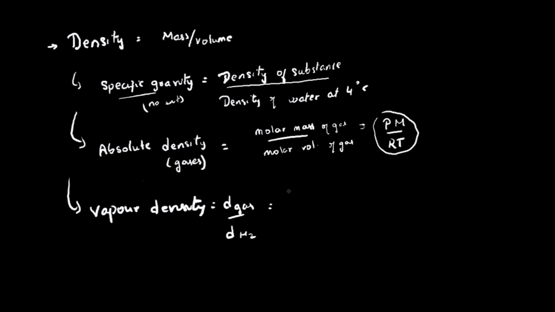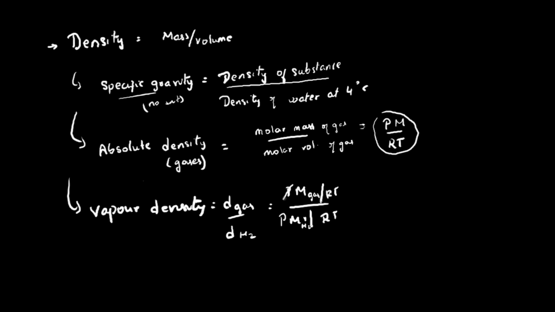So will this have a unit? No, right? This will also not have a unit because this is density by density. One density you are comparing with other density. So it's the ratio of density of gas by density of hydrogen gas. So here you can write density of gas as Pm of gas divided by RT, whole divided by Pm of hydrogen divided by RT. Right? Pm of gas by RT upon Pm of hydrogen by RT. Right? You can write that.